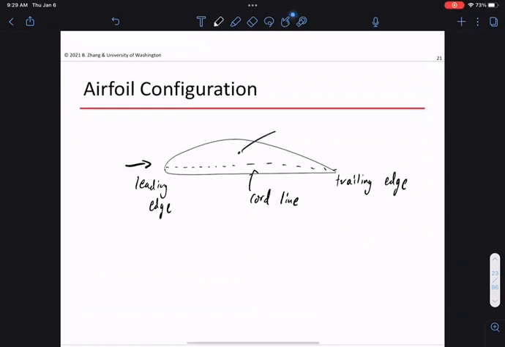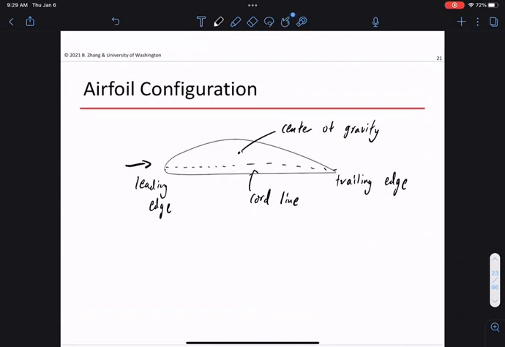And we have some center of gravity. Okay, this is the center of gravity. So the airfoil shape is a little bit funny shape. It's not an easy shape to describe. So we have a leading edge, we have a trailing edge.